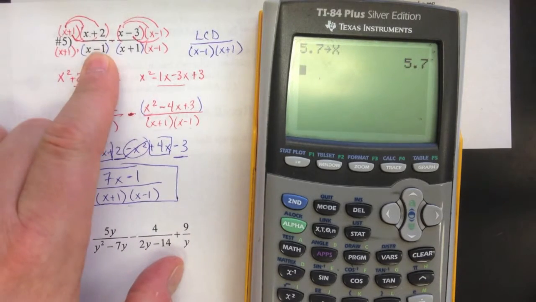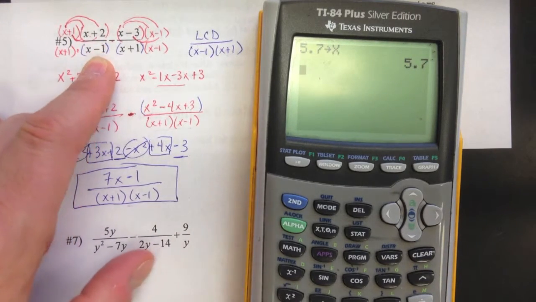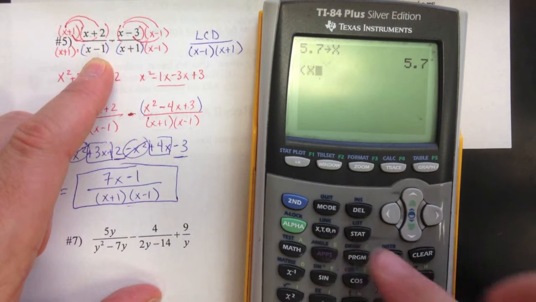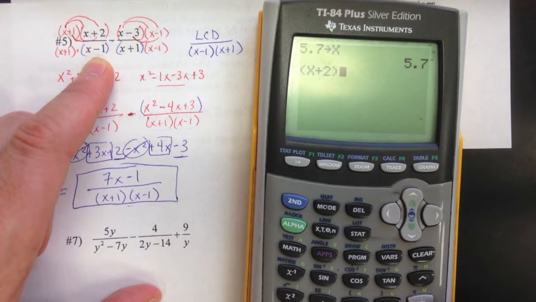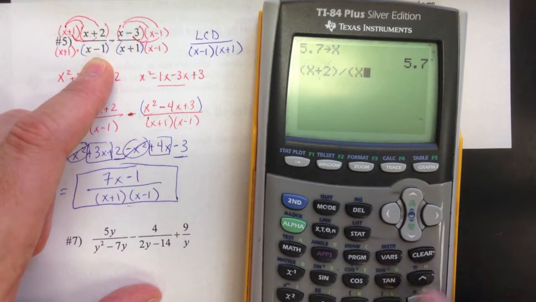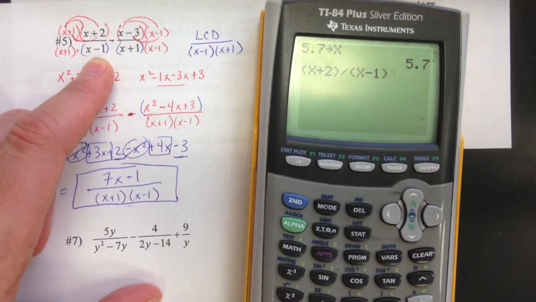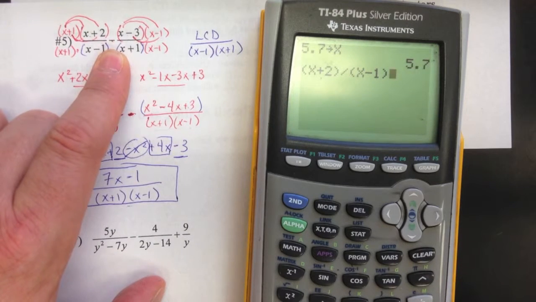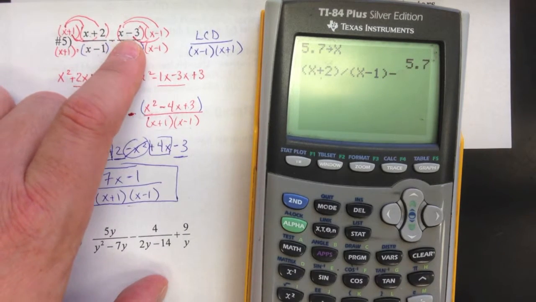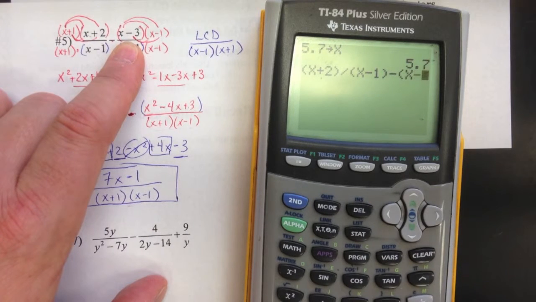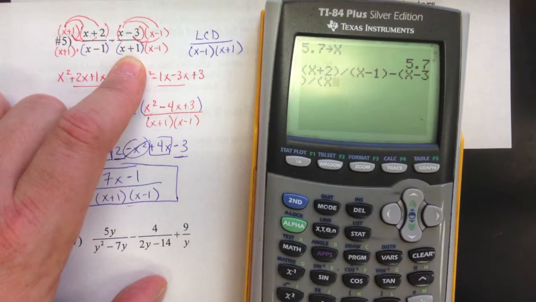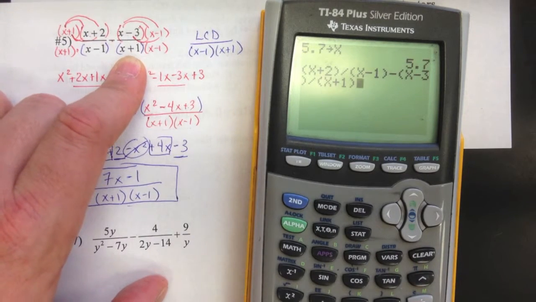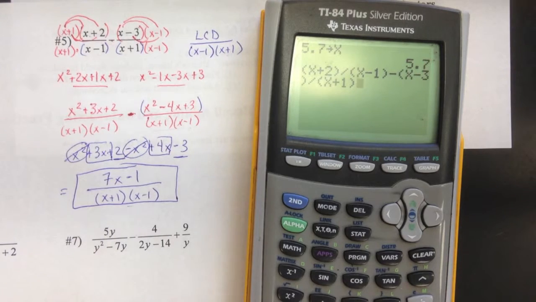When I type the first fraction, which is x plus 2 over x minus 1, I have to type the whole numerator in parentheses, x plus 2, close parentheses, divided by the whole denominator in parentheses. Okay, there's my first fraction. And then minus, I'm going to subtract. My second fraction was parentheses x minus 3, close them, divided by parentheses x plus 1, close them. Now when I hit enter, I'm going to get some decimal, probably.